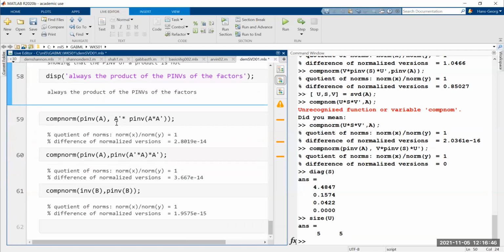Now, at the end of this session, which turned out to be a little bit longer than expected, I would like to show you my favorite formula for the pseudo-inverse. And it's really very useful and not so extremely well known. Also, implicitly, it's used in many, many places.